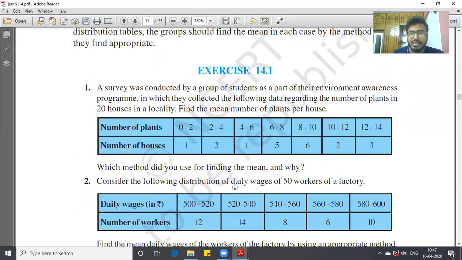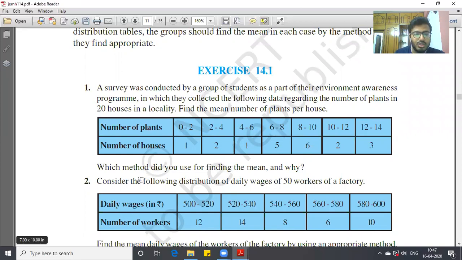Now we'll discuss it, each answer we'll discuss it. The first one: A survey was conducted by a group of students as a part of the environment awareness program, in which they collected the following data regarding the number of plants in 20 houses. Okay, how many plants are there in 20 houses? So find the mean number of plants per house.